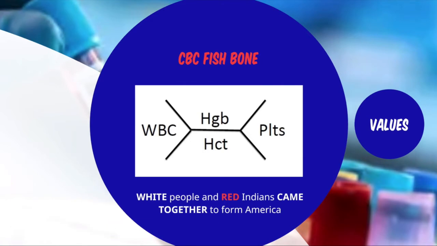When I saw this for the first time, what came to my mind was, okay, we have white on one side, we have hemoglobin and hematocrit, which are indices for red blood cells, in the middle, so white, red, and then on the far right we have platelets, which bring things together, clotting. So I thought white, red brings together. I said white people and red Indians came together to form America. So white, red came together for platelets, red Indians for the hemoglobin, and white blood cells represent white there.